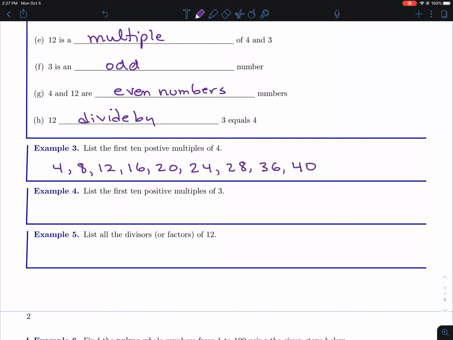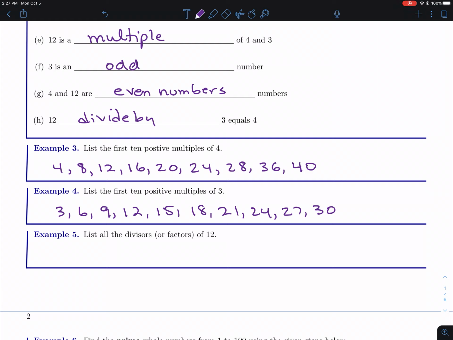So for 3, we've got to start with 3. So again, that would be 3 times 1. 3 times 2 is 6. 3 times 3 is 9. 3 times 4 is 12. 3 times 5 is 15. 3 times 6 is 18. 3 times 7 is 21. 3 times 8 is 24. And then 3 times 9 is 27. Oh, I'm losing track here. 3 times 10 is 30.